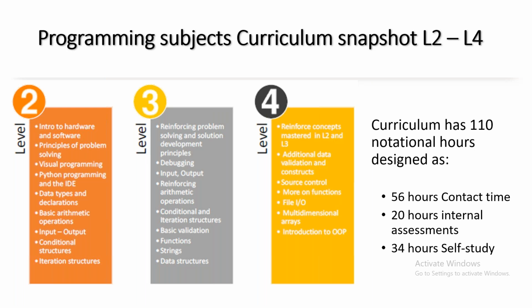And if you look at it, you can see these are quite simple stuff. Introduction to hardware and software, principles of problem solving, because that's critical to IT and programming, visual programming, because we make use of visual programming in a big way throughout the course, levels 2, 3, and 4. Python programming, because that's the language to be chosen in level 2. Data types and declarations, basic arithmetic operations, input output, conditional structures, iteration structures. Now note it stops here at iteration structures, right?